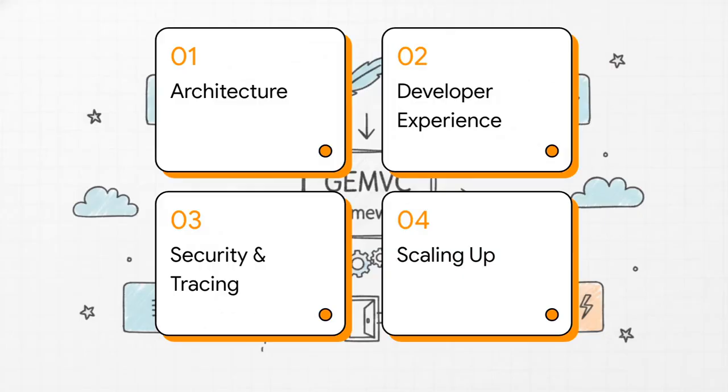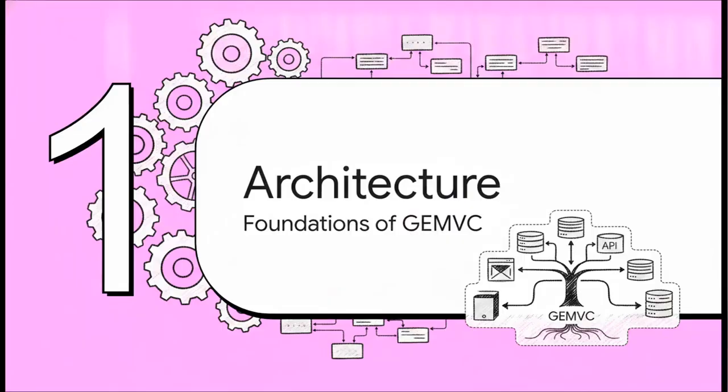Okay, here's our roadmap for today. We're breaking this down into 4 key areas: architecture, developer experience, security and observability, and finally, scaling up. Let's jump right in. Section 1, architecture. Let's take a look under the hood.